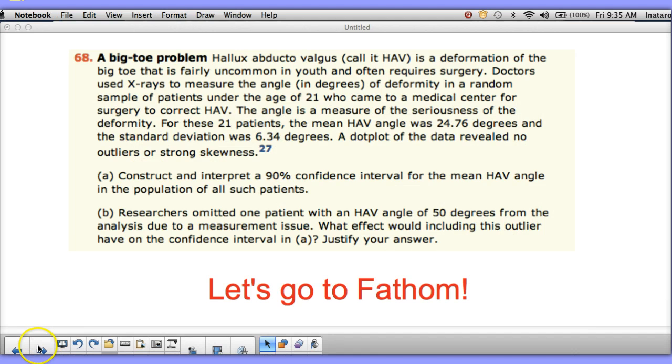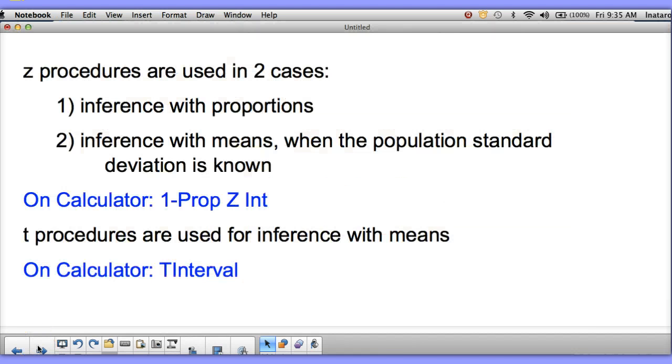Let's take a look at the very last question. This question was submitted by MS, and MS said, I'm getting really confused deciding whether I need to use z-star or t-star. Can you clarify this? Excellent question. This is often a case where students get confused about whether to use z-star or t-star as we're starting to do inference. So let's take a look at when z procedures are used and when t procedures are used.